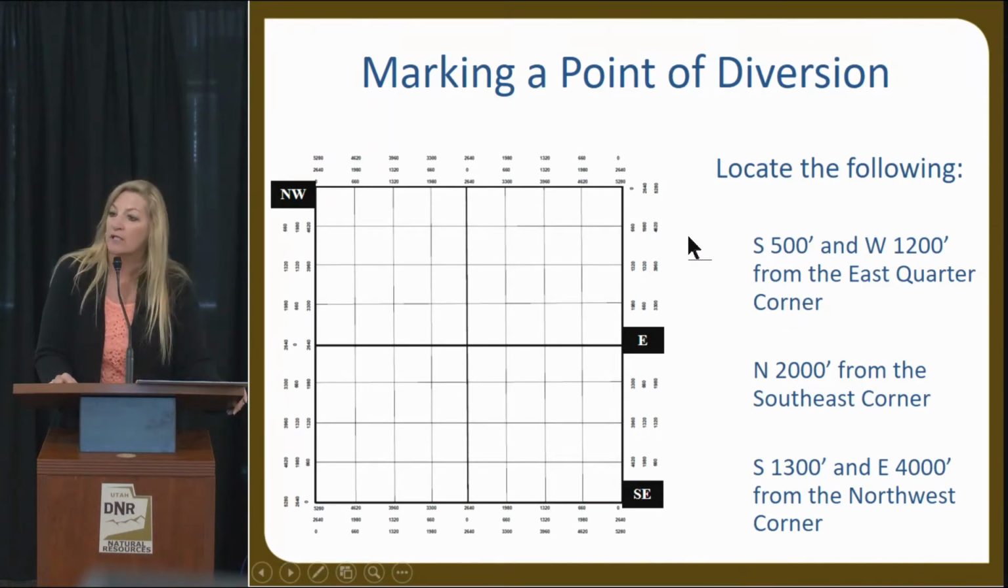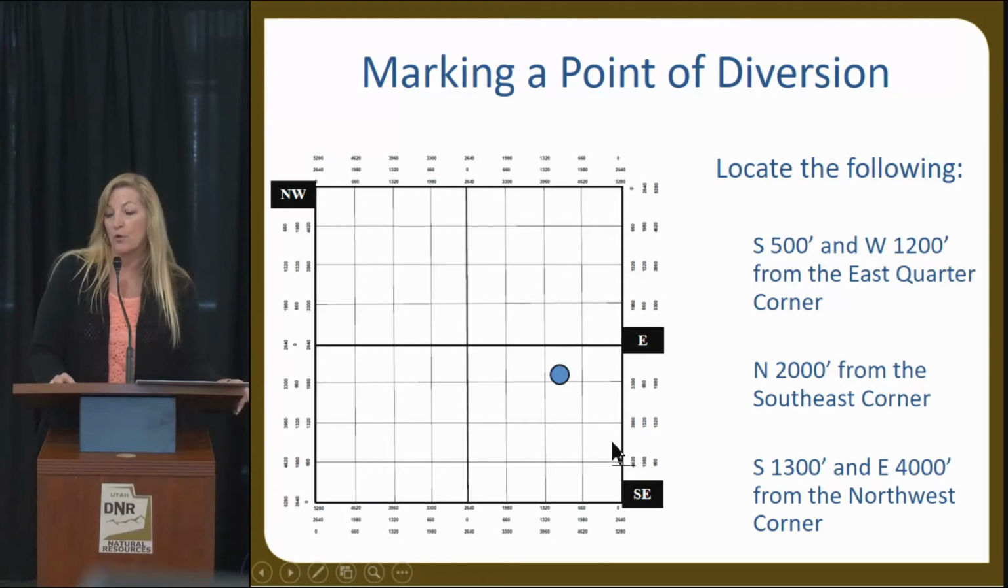Okay, so we're going to practice filing place of use a little bit. So when you are reading a description, you read it kind of backwards. So we are going to start from the east quarter corner, okay? East quarter corner. We're going to go south 500 feet, and we're going to go west 1,200 feet. So our point of diversion is going to plot there, okay? So that is what you would put on for your point of diversion.